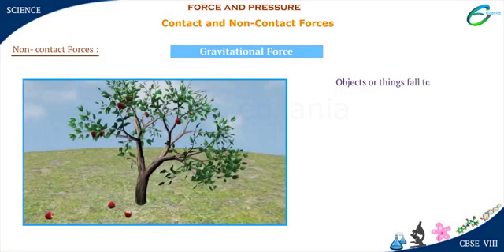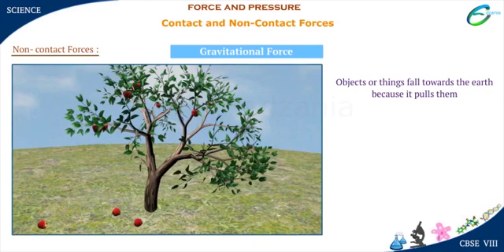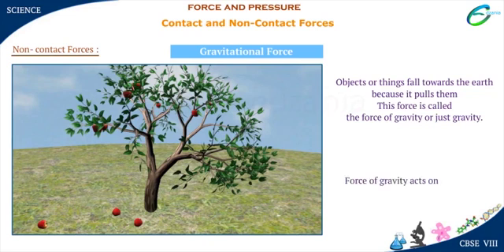Objects or things fall towards the earth because it pulls them. This force is called the force of gravity or just gravity. This is an attractive force which acts on all objects. The force of gravity acts on all of us all the time. As we can see here too, there is no contact between two objects, but still the force is working. So this is an example of a non-contact force.